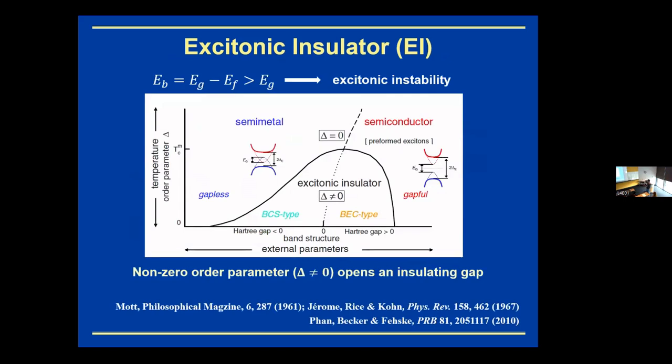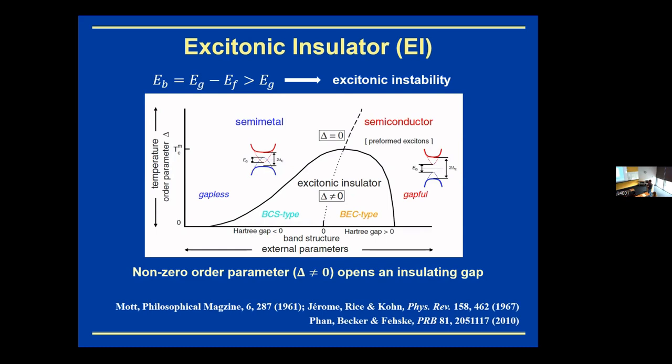Now, there's a theoretical proposal from a very long time ago, in the early 60s, that shows a very exotic behavior of excitons. That is, the exciton formation energy becomes negative, or the binding energy of excitons exceeds the band gap, thus inducing the so-called excitonic instability. That means excitons can spontaneously form without photoexcitation.